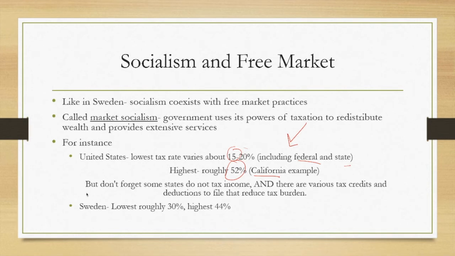But of course, in the U.S. tax system, some states don't actually charge state income tax. There are various tax credits and deductions that you can file that are going to reduce the tax burden of the American income earner. In Sweden, roughly the lowest is about 30%, but the highest can equal up to 44%. They still, of course, have sales tax and other taxes involved, but for income tax, even the lowest wage earner is going to have a higher tax burden than in the United States, but of course has these extensive services available to them.